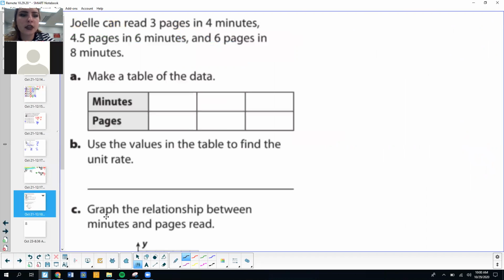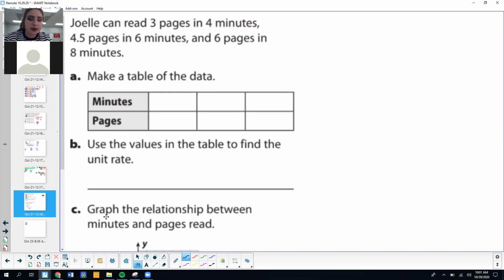All right, and I know today is kind of going all over the place. I just kind of wanted to review the skills that we've learned how to do and how to apply them in different situations. So Joelle can read 3 pages in 4 minutes, 4.5 pages in 6 minutes, and 6 pages in 8 minutes. Make a table of the data.